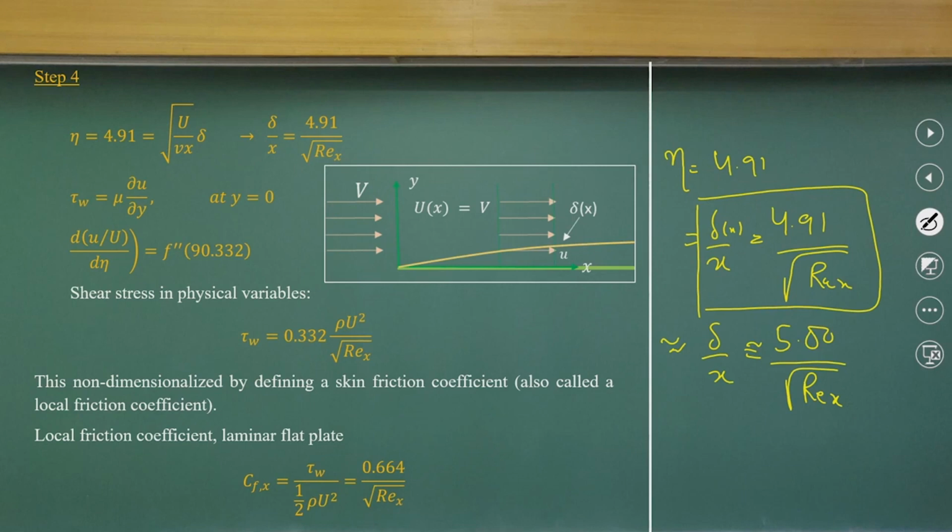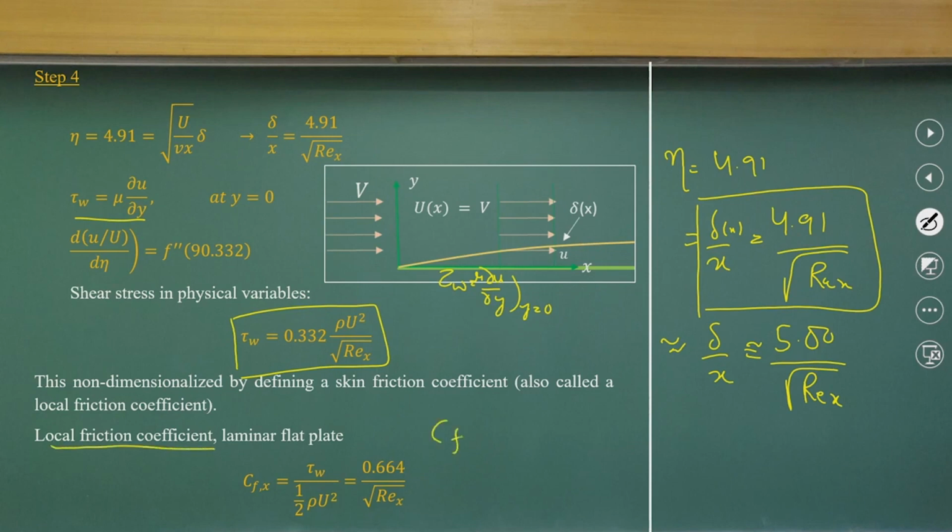Okay. The same way, he also estimated the wall stress. That is what we can get if we know the velocity gradient, mu times du/dy at y equal to 0. Once you know the u variation, you can differentiate it and, times mu, find the slope at the thin plate. So, we can get the shear stress. Okay. And if you divide by half rho U squared, then we get the local friction coefficient.